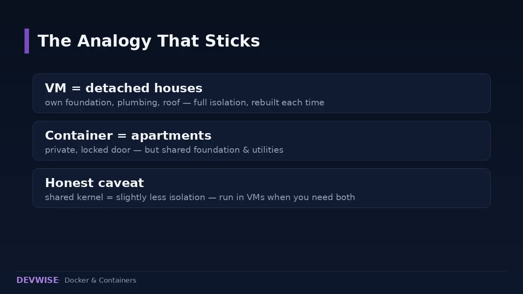One honest caveat, because accuracy is the brand. That shared kernel means containers are slightly less isolated than VMs. They're processes on a shared operating system, not fully separate computers. For the vast majority of applications, that trade is overwhelmingly worth it. Near-VM isolation, at a tiny fraction of the weight. And when you truly need hard isolation, you can run containers inside VMs and get both, which is, in fact, exactly what most cloud platforms do for you.